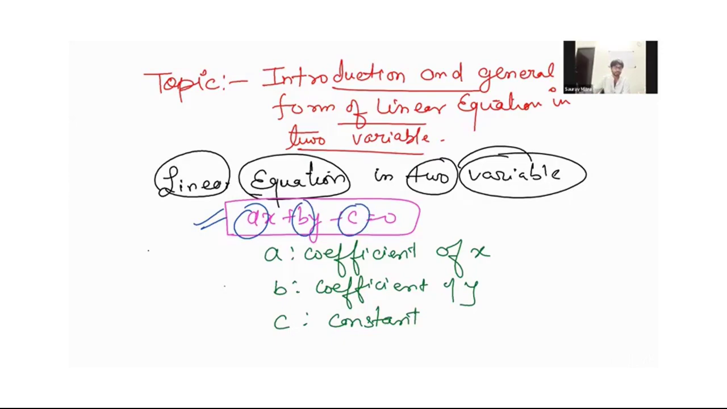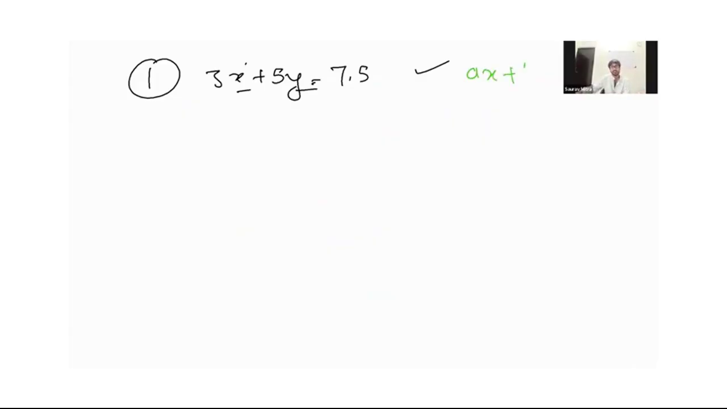Let's check some examples, and we will find out whether the given equation is a linear equation or not. This is 3x plus 5y is equal to 7.5. Since it has two variables and both powers of variables are 1, it is a linear equation, but it is not in standard form. Since the standard form looks like ax plus by plus c is equal to 0, it will be 3x plus 5y minus 7.5 is equal to 0.